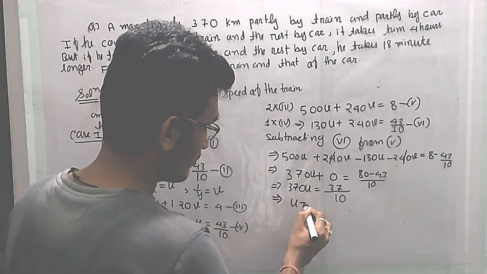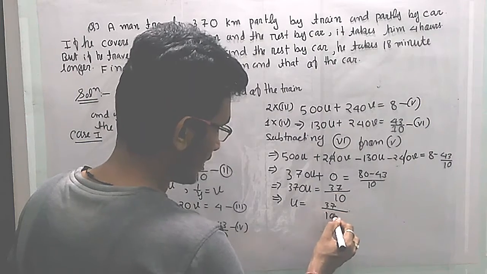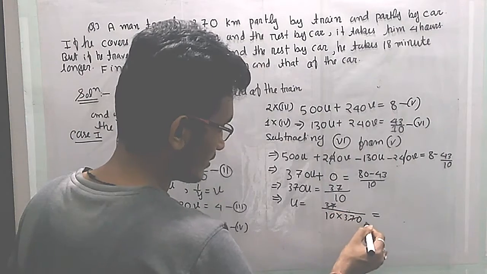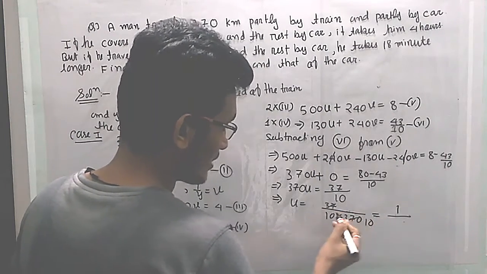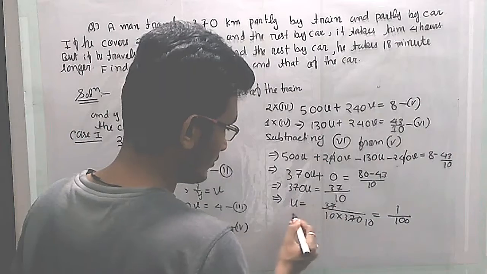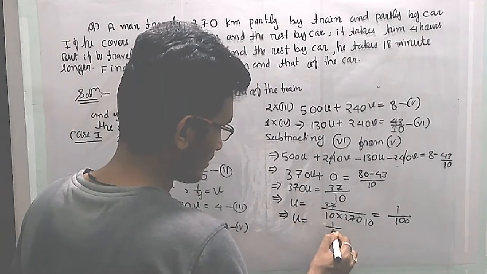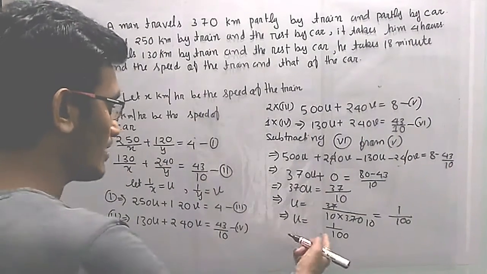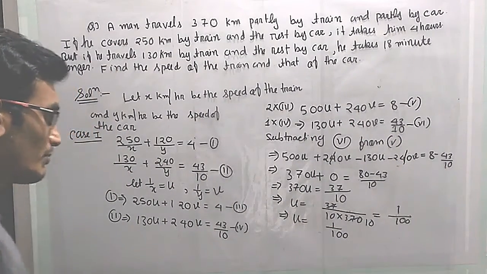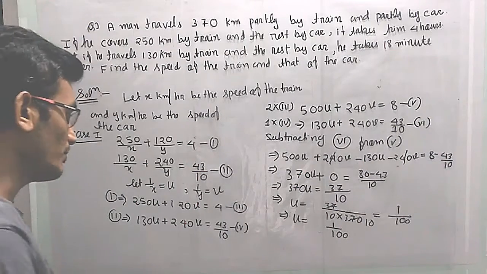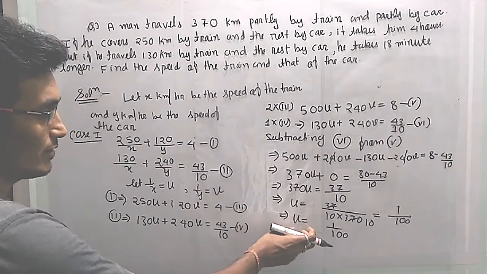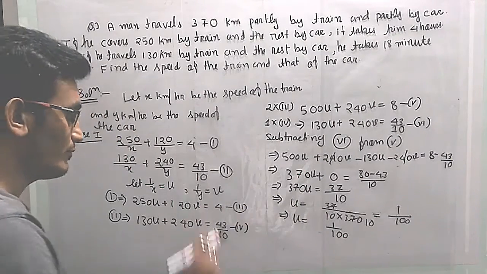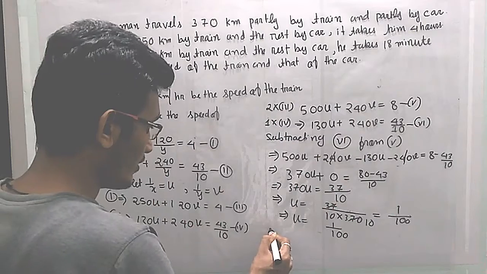So from here u equals 37 by 10 into 370. So 37 times... 1 by 10 into 10 becomes 100. So u equals 1 by 100. So u equals how much you got? 1 by 100. If u equals 1 by 100, we should find the value of v. So simply substitute the value of u either in equation 3 or in equation 4. It's your choice.